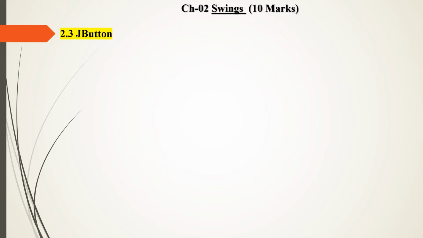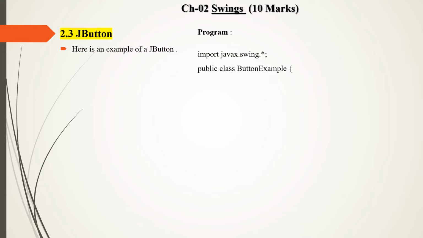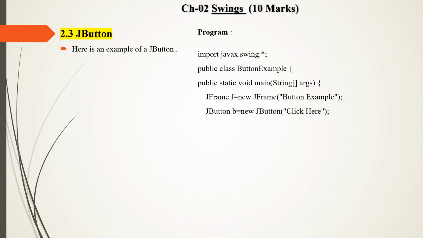Next we see one example of JButton. A simple example, the program for JButton. First we import the swing package, then we define one class, ButtonExample, then we define the main method, public static void main, String args. Next we create one object of JFrame with the title Button Example, so we pass the string in the constructor of JFrame. Next we create one button, JButton b. b is the object of the button, with the title Click Here. So one button is created and the title of the button is Click Here.